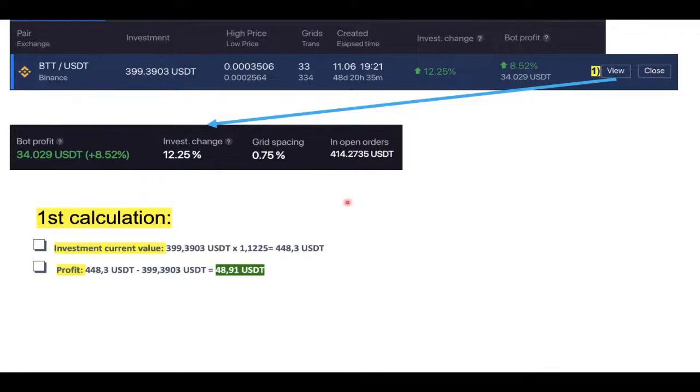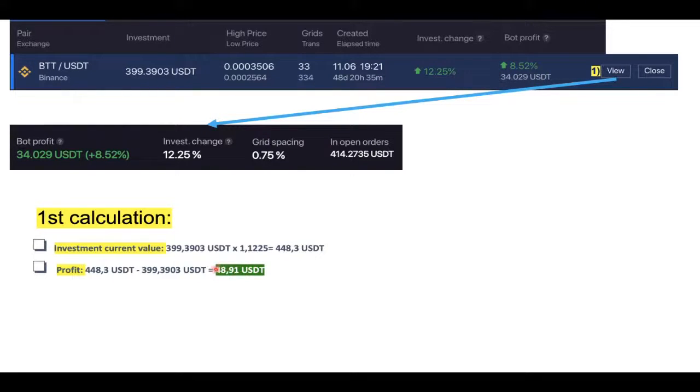What you have to understand here is that the bot profit, in this case, is 8.52%. That's the guaranteed profit. That's the profit the system has already generated for you, and you have it on your balance. This is the amount of profits that the bot has managed to generate throughout this period of time since the launch of the bot. So that's your fixed profit.